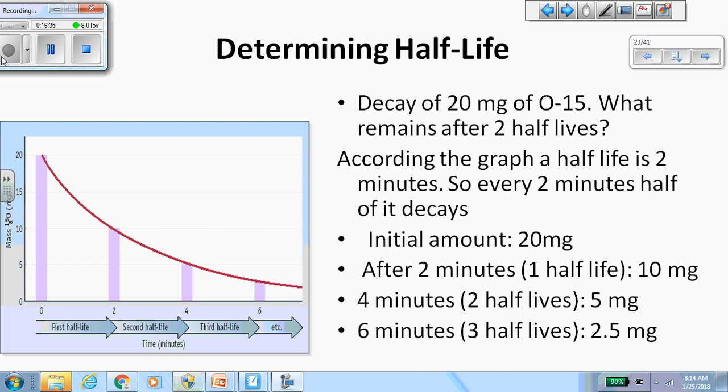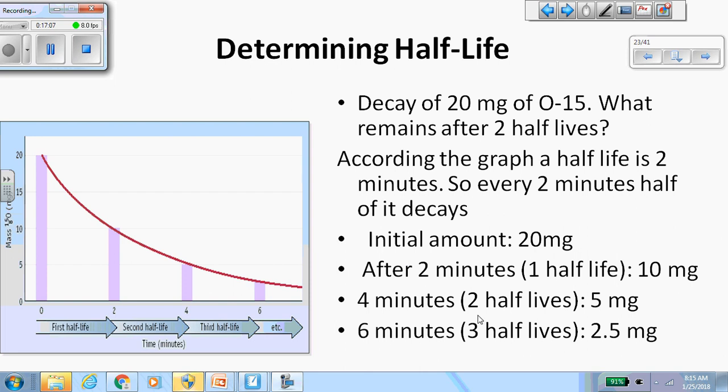All right, so this particular graph shows us the decay of 20 milligrams of O-15. And our first question is, what will remain after 2 half-lives? Let's look at what the graph shows us. According to the graph, a half-life is about 2 minutes, because you can see here on the bottom, it shows us these arrows. And this is our time along the bottom axis. So our first half-life happened after about 2 minutes. That means after 2 minutes, half of this radioactive material has decayed.